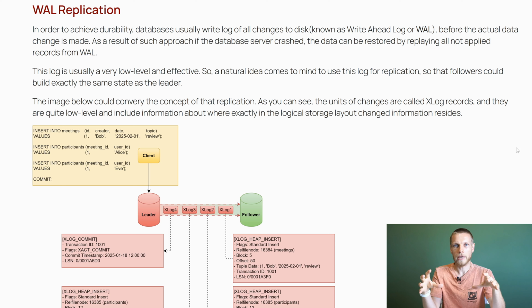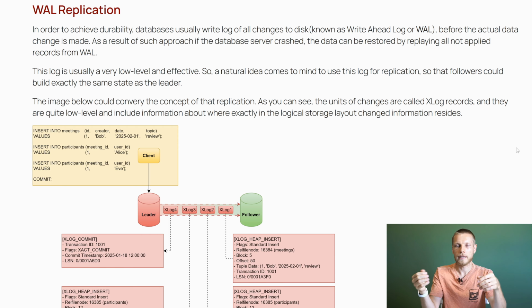Almost all databases, in order to achieve durability, use so-called write-ahead logging. Basically, before any change is applied to the data itself, a log record is written about what exactly is going to be changed. And then this is changed. This is needed to achieve durability, so if a database server fails before applying a write, it could restore it from the log. But let's see how it relates to replication.